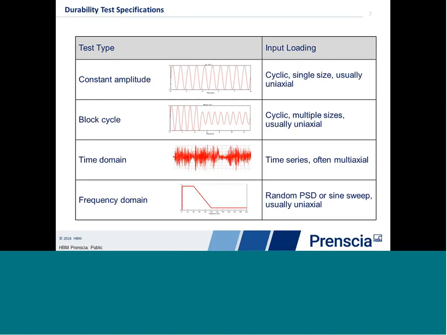The second set down, block cycle, is like constant amplitude, but a little bit more complicated. This is still a cyclic test, but now we've got multiple size cycles. In my graph here, this plot shows we have two cycles, a small one and a large one. Now, realistically, we know that when a part is being used in the service environment, it sees a full spectrum, a broad range of fatigue cycles.